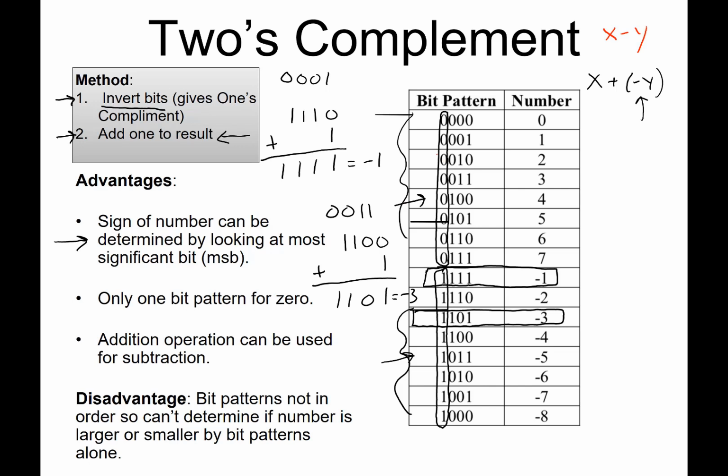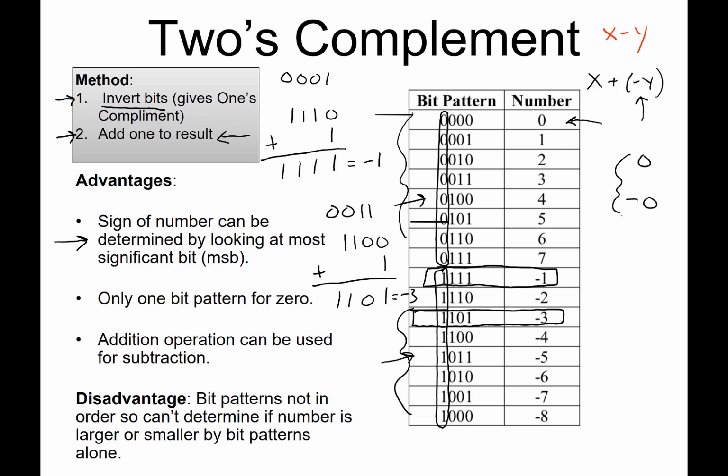Another advantage of twos complement is that there's only one bit pattern for 0. So if we look at this, 0 is represented by 0000, and there's not a -0. Remember, for some of the other bit patterns that we use to represent negative numbers, we would end up with a 0 and a -0. Well, these are the same thing, so this is basically wasting one of the bit patterns that we could use to represent a different number.